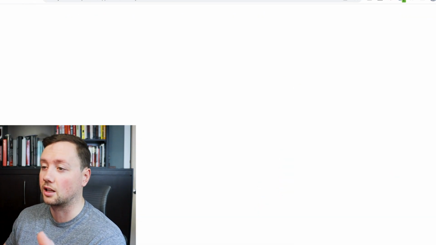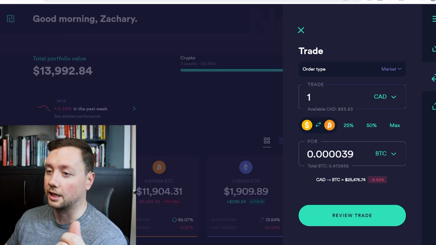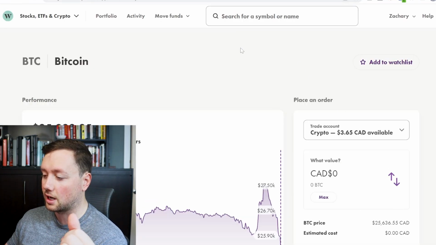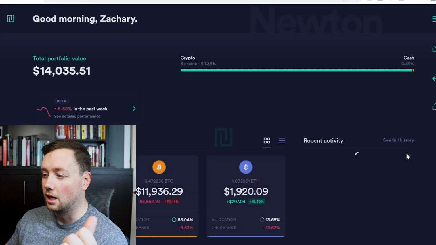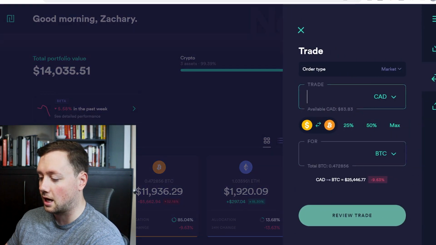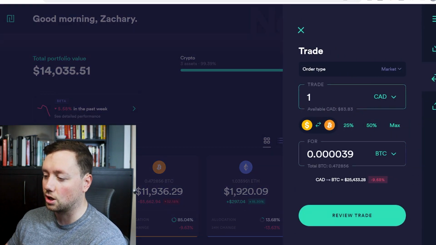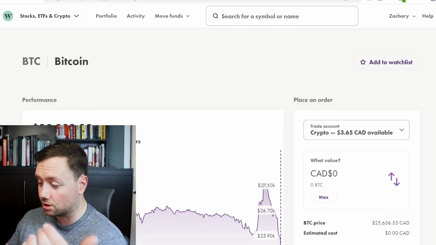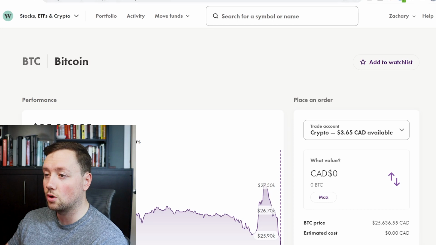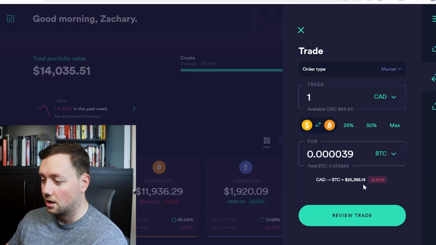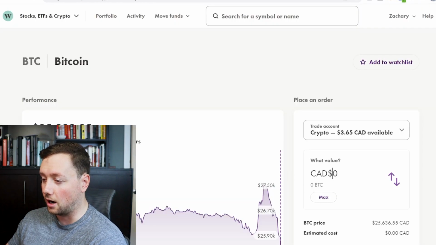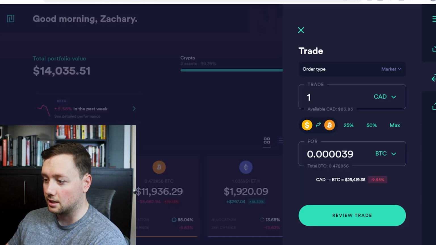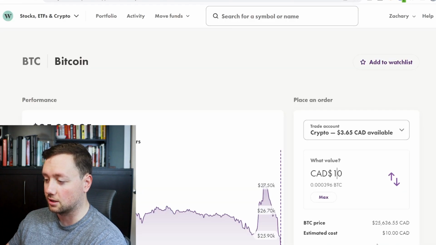We'll refresh this again. We'll refresh Newton again. WealthSimple, 25,636, and Newton is coming in at 25,433. 433 compared to 636. That is a $200 difference on just purchasing Bitcoin. Wow, that is 396 and 39. Yeah, that is a pretty significant difference actually.